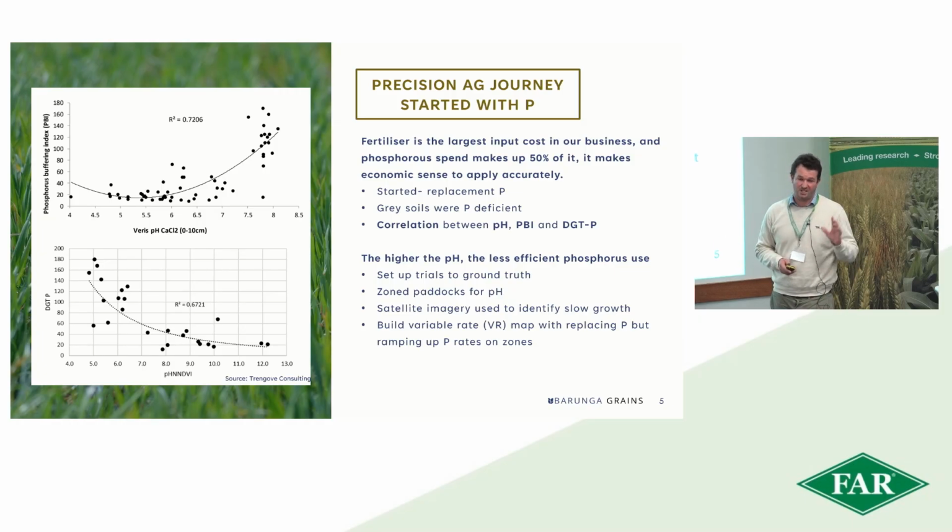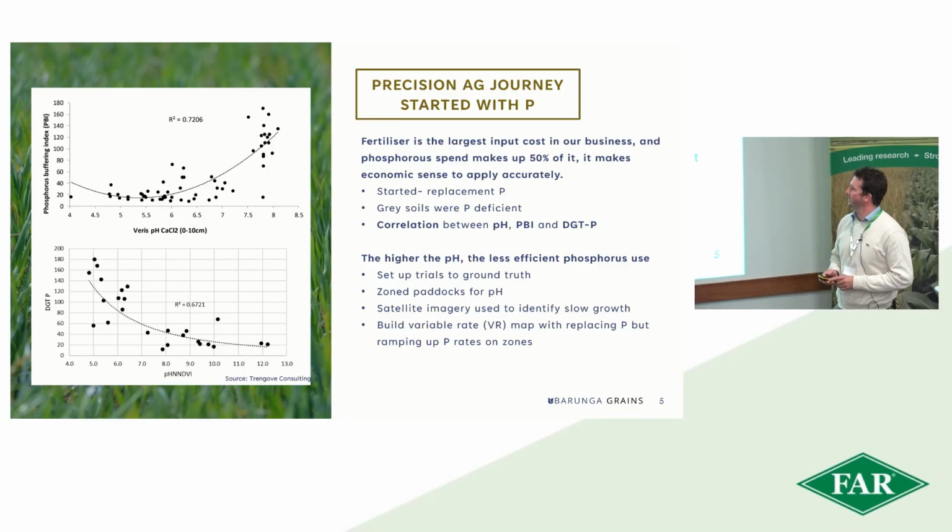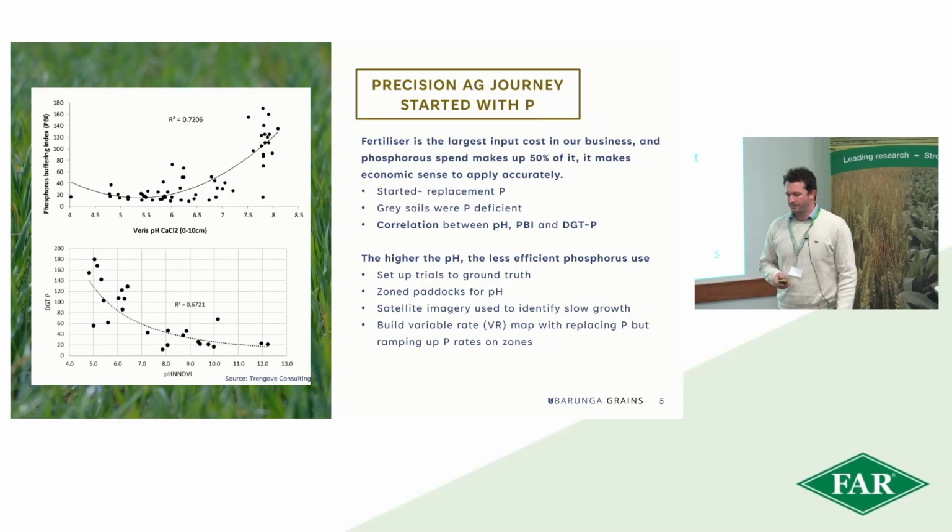We worked out we didn't have to actually put any phosphorus at all on our acidic sands, but you tell a farmer not to use fertiliser, they're going to get pretty anxious. So we decided we'll just put 25 kilos of MAP on those soils.